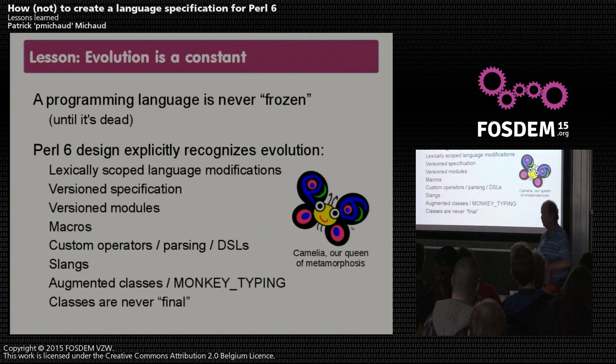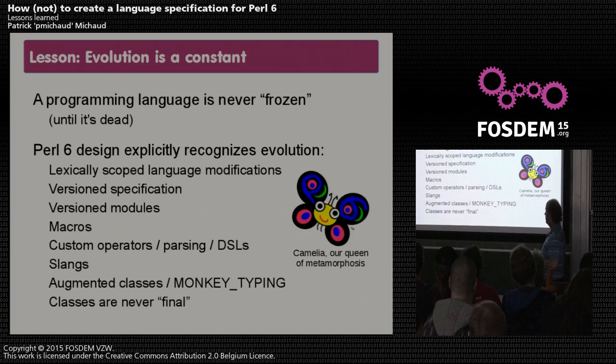So another lesson that I've learned in working on Perl 6 is that a programming language is never frozen, unless the language is dead, right? Languages always evolve. One of the things that Perl 6 gets very right is to explicitly recognize that evolution will happen in your language and to prepare for being able to deal with it. So a lot of features have gone into Perl 6 that basically future-proof the language for the days when the language evolves. That includes things like, if you modify the Perl 6 language, which you can do as a user, as a programmer, then your modifications are lexically scoped. The specification for modules and for the Perl 6 language you happen to be using are all versioned. The version numbers refer to the language version.